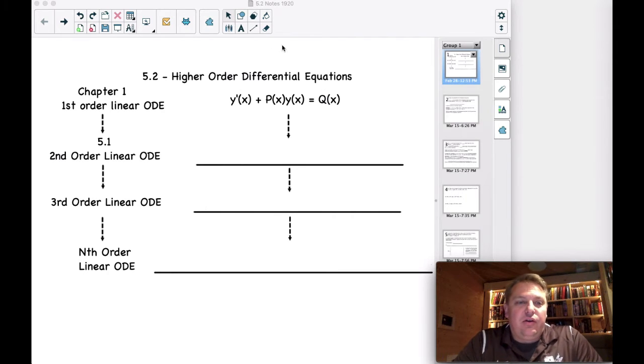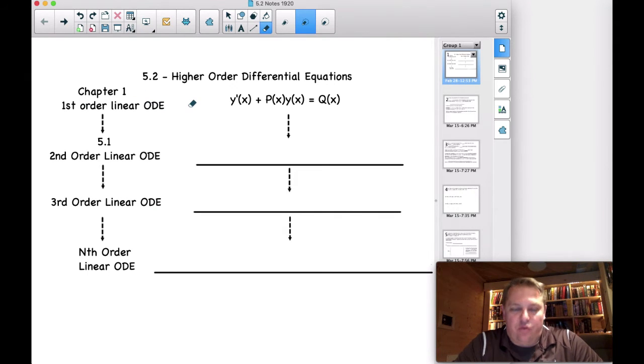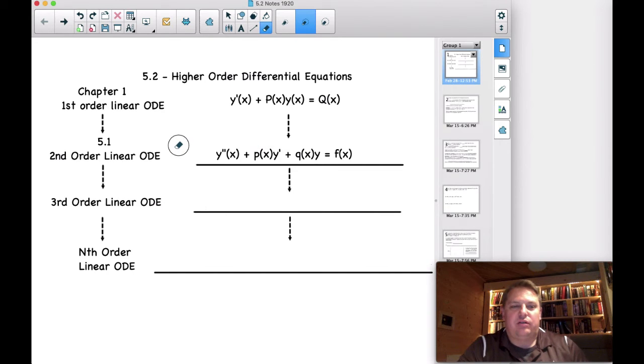So we started way back in chapter 1 with first order linear ordinary differential equations, ODEs. They had some sort of a structure like this, and we talked about different ways of solving them. In 5.1, we looked at second order linear ordinary differential equations, and we looked at some different ways of solving those. That was the homework you hopefully have turned in now, because it's past midnight on Tuesday morning.